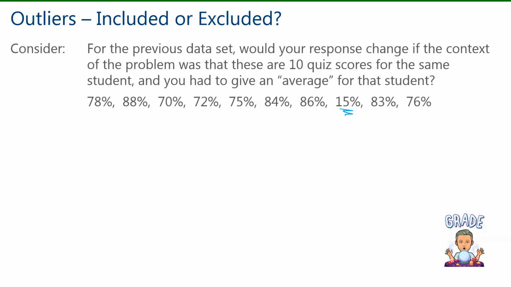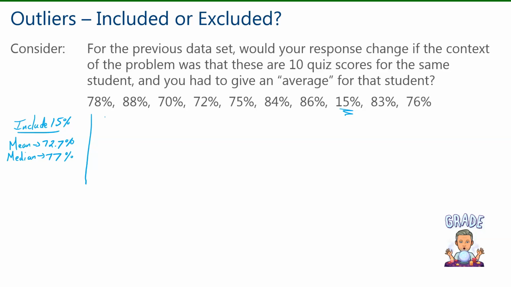Was there a reason for the 15%? Because obviously that quiz score is not typical for this particular student. Was there sickness? Was there a death in the family? Did the student forget to study? Would that influence your decision as to whether or not you would include the 15%? If we decide to include the 15%, we have already calculated the mean, which was 72.7%, and we found the median to be 77%. That's from the previous problem.